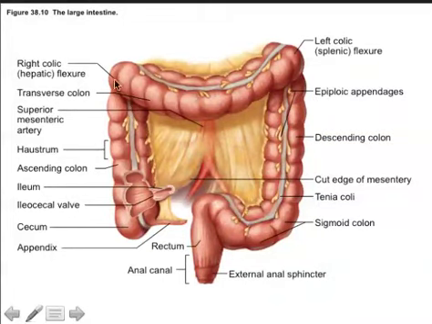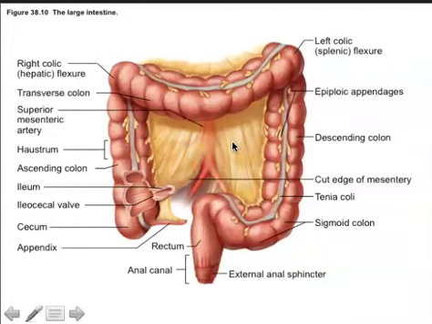The hepatic flexure is called that because it's near the liver. The splenic flexure is near the spleen. That's where it gets its name from. And again, the mesentery is primarily connective tissue with nerves, blood vessels, and lymphatics running through it that serves this organ and also drains the blood and takes it back up to the liver.